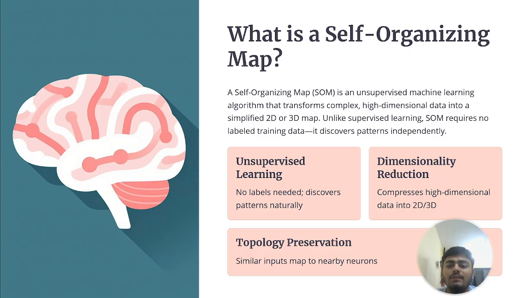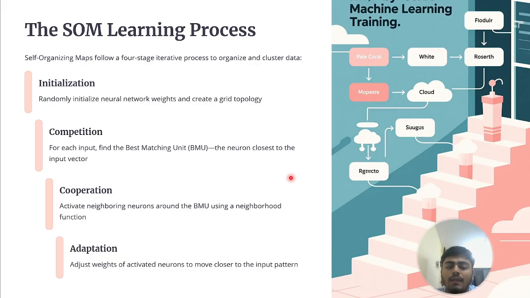And the second one is dimensionality reduction, which means it converts large multi-feature data into a smaller or more understandable form. And the third is preservation of topology. So, in this, the preservation of topology means the data points which are close together stay close together. Let us now learn about the learning process.